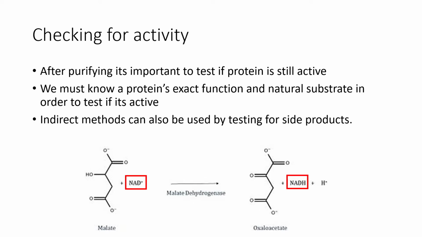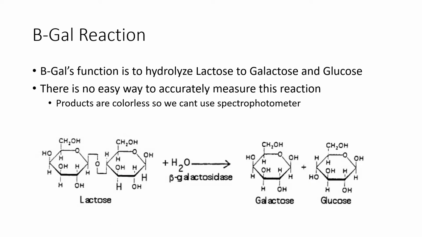So what does this mean for beta-gal? Beta-gal is a bit of the same. Beta-gal's function is to hydrolyze lactose to galactose and glucose. Problem is, there's no easy way to measure this conversion. If we wanted to use a spectrophotometer, we wouldn't be able to see any of the galactose or glucose. The other problem is beta-gal doesn't need any kind of NAD or ATP or something we can measure indirectly. So if we were to test this reaction and check it on a spectrophotometer, all of our measurements would be clear and colorless, so we wouldn't be able to measure anything.